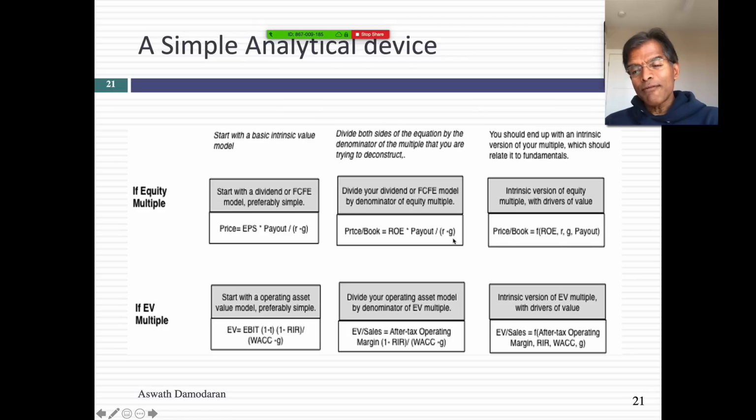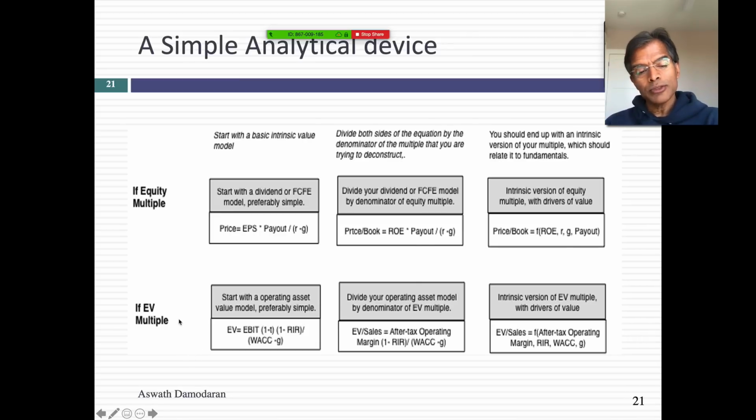And so with every multiple, I'm going to do the equation and say, when I look at price to book ratios, these are the variables I need to control for: differences in return on equity, differences in risk and cost of equity, differences in growth, differences in payout. I can do this with any equity multiple.